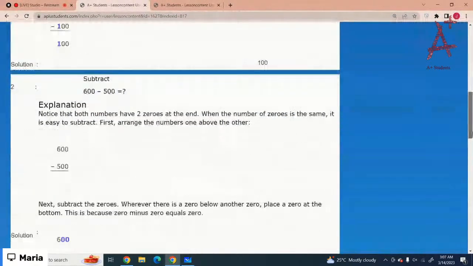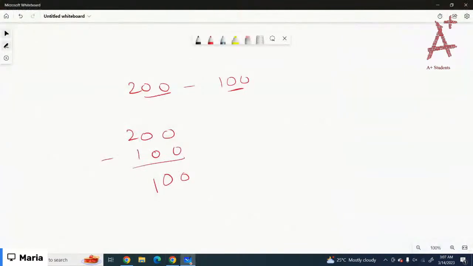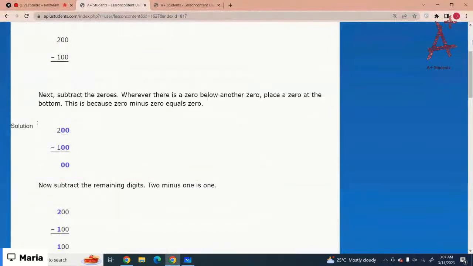Okay, the next one is 600 minus 500. So let's just see how many zeros both the numbers have. Both the numbers have two zeros. That means subtracting them is very easy. Just write them down one above the other. It would be 600 minus 500. We know that 0 take away 0 is 0. Just subtract the non-zero numbers. 6 minus 5 is 1. So 600 minus 500 equals 100. Let's just start with the practice questions so that we can do them on board.